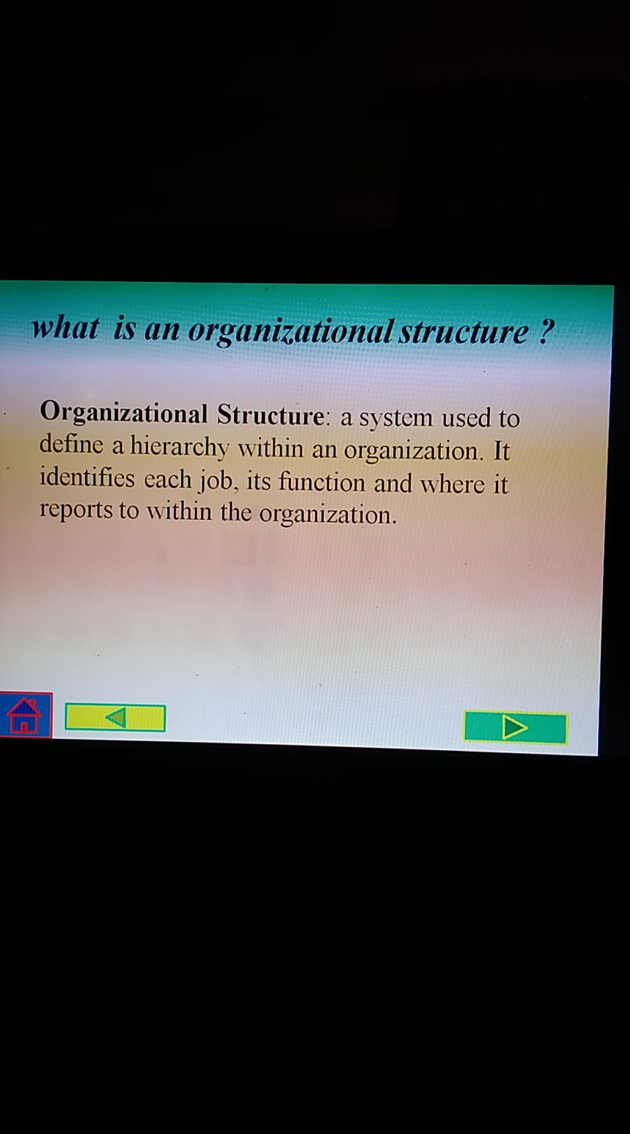What is an organizational structure? An organizational structure is a system used to define hierarchy within an organization, meaning from top to bottom, right, within control. It identifies each job, its function, and where it reports to within the organization.